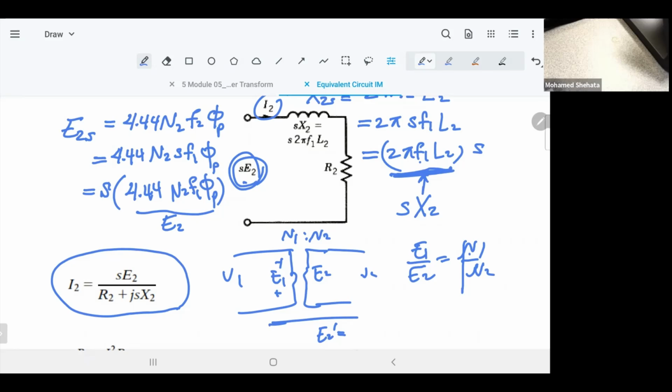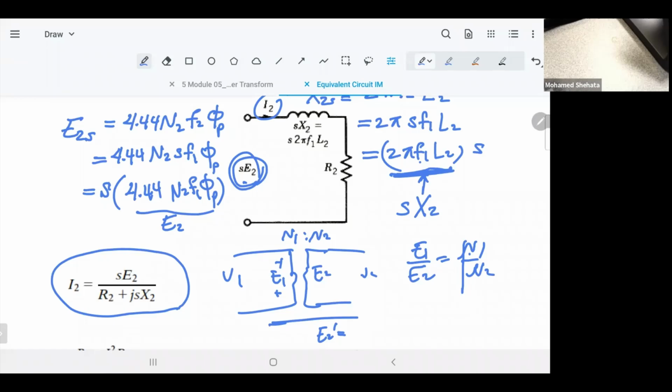What specifically are you asking? I want to connect the rotor equivalent circuit to the stator, but I can't because I have SE2 and I have E1. I have frequency F2, you have the F1. I want to connect. So what should I do in this equivalent circuit? What change should I make?